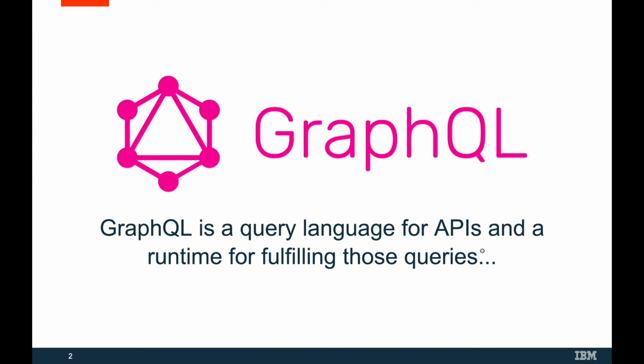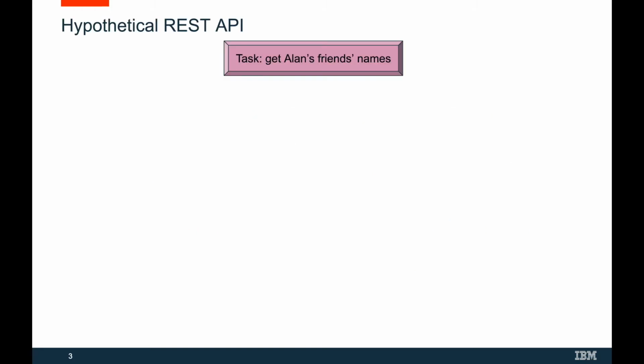The landscape of web APIs is constantly evolving. A recent web API model is GraphQL, which is both a query language and a runtime for fulfilling those queries. The advantage of GraphQL is that clients can express the data they want to receive, and servers will respond with exactly the required data. To better illustrate how GraphQL works, let's compare two hypothetical social media APIs, one using REST architecture and one using GraphQL.